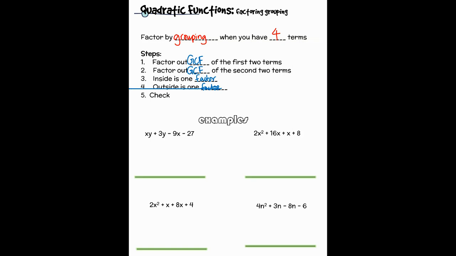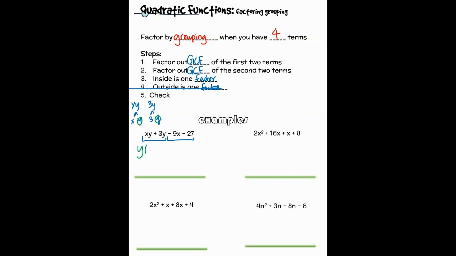So we are going to group the first 2 terms and the second 2 terms, and we're going to look at them individually first. So let's factor out the greatest common factor of the first 2 terms. This one is a little bit different because we got 2 variables. So what are the factors of xy? Well, that's just x and y. What are the factors of 3y? That's just 3 and y. So what is our greatest common factor here? Well, each of these has a y. So that's just our greatest common factor.